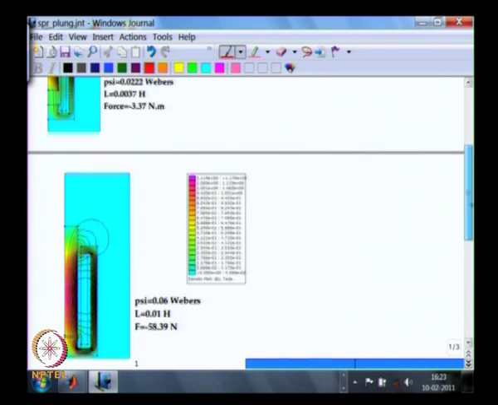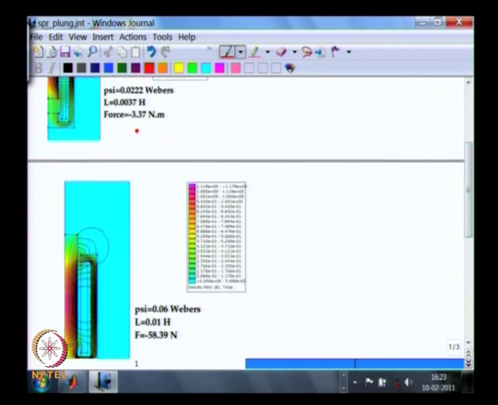You can see that the force that has been developed is 3.37 Newton meter. In the earlier case when the gap was large, the inductance was only 0.0037 Henry, 3.7 millihenry, whereas now the inductance has increased when the bar has reached nearly the end. The inductance has gone up to 0.01 Henry, and the linkage has also gone up to 0.06 Webers as against 0.022 Webers.